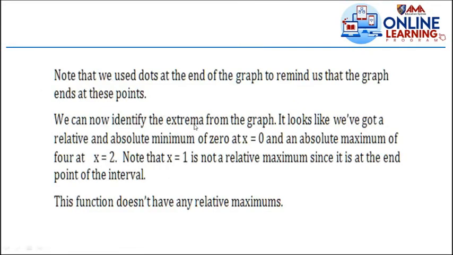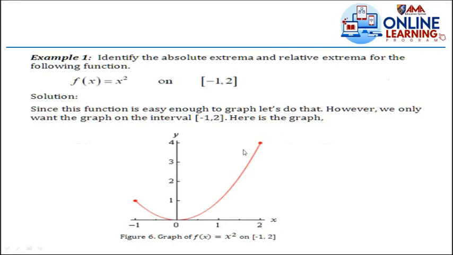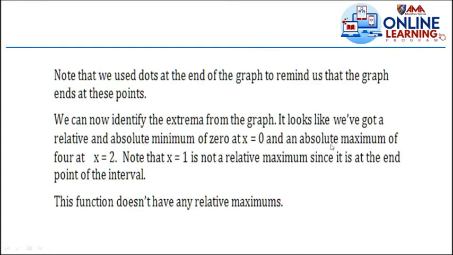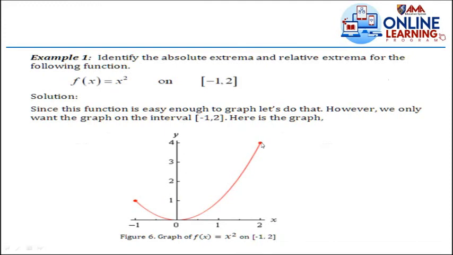We can now identify the extrema from the graph. It looks like we get a relative and absolute minimum of 0 at x is equal to 0. So this is your absolute minimum, this is your absolute maximum. An absolute maximum of 4 at x is equal to 2. So absolute maximum at x is equal to 2 and y is equal to 4. So nandito yung absolute maximum po niya.